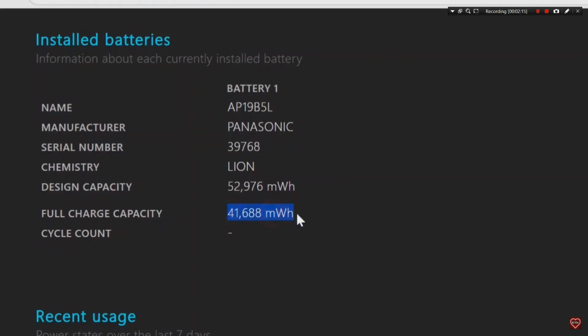So this battery health can be said to have gone from 100% health down 10% to 90% or below 90%, yes, 88% health.